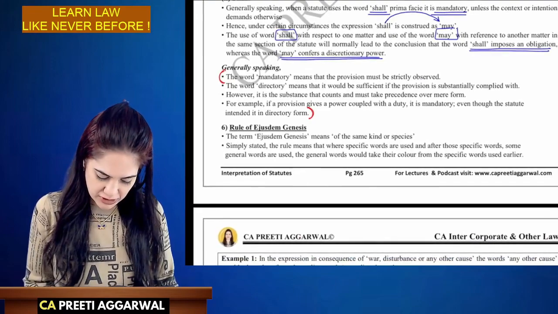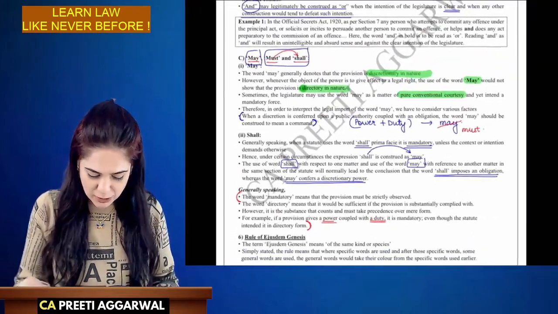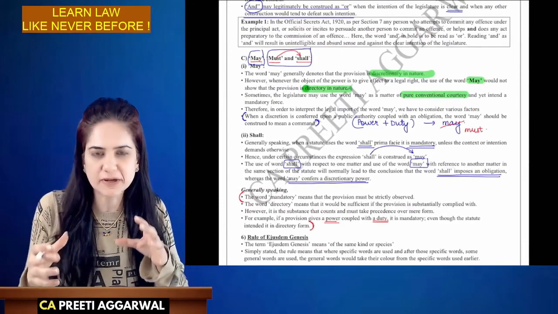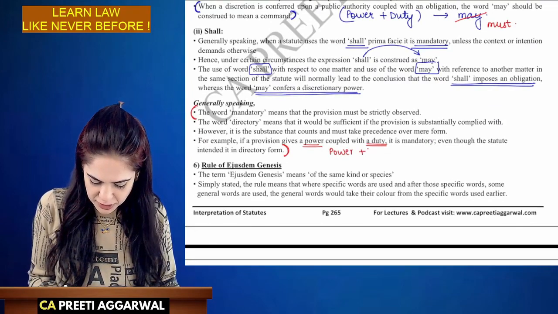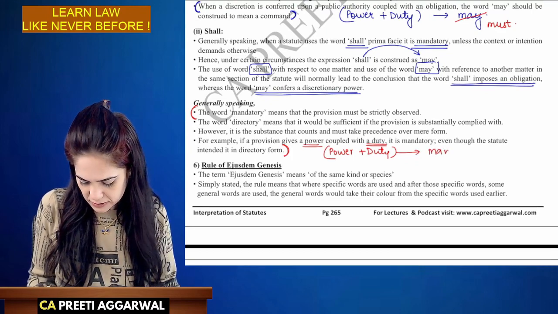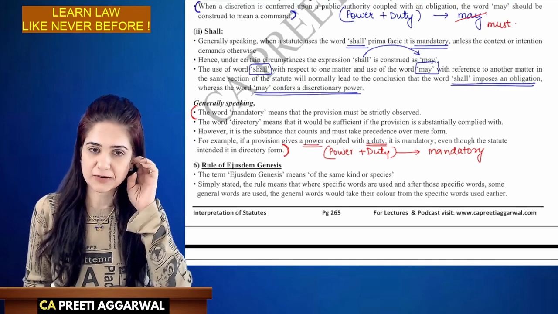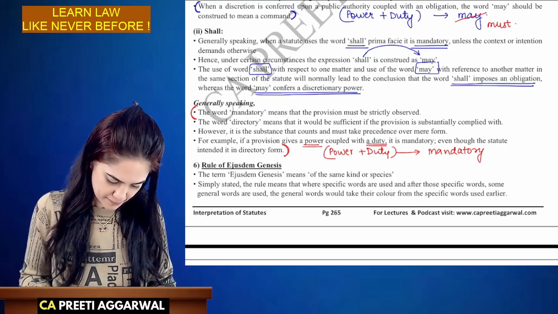If the provision gives power coupled with duty, you may feel that, ma'am, there is so much to learn, but actually it is the same point which is written in different manner. So when there is power coupled with duty, then it is mandatory. It is mandate, even though the language seems like it is discretionary.